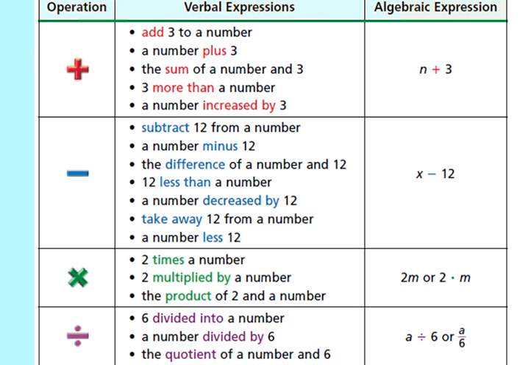And then multiply. We can do times, multiplied by, or product of. Notice how those three phrases lead to the same algebraic expression. And then we have division. We divide into, divided by, quotient of. Those all lead to the same algebraic expression there, a divided by 6, or a over 6. Remember, a fraction is just another way to write a division problem. Let's go ahead and get started here with some practice problems that we're going to work out together.